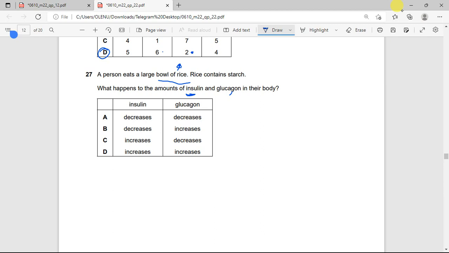What happens to the amount of insulin and glucagon? Sorry, I thought it was glycogen, because insulin will convert glucose to glycogen for storage, but glucagon converts excess glycogen back to glucose. So when you eat a large bowl of rice, there should be an increase in glucose, so insulin will be produced to convert the glucose to glycogen. So insulin will increase, but glucagon will decrease because they don't need to convert any stored glycogen. So your answer is C.